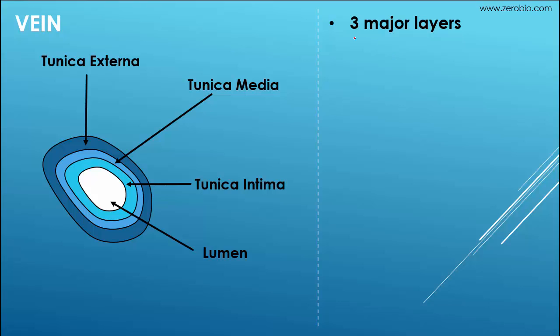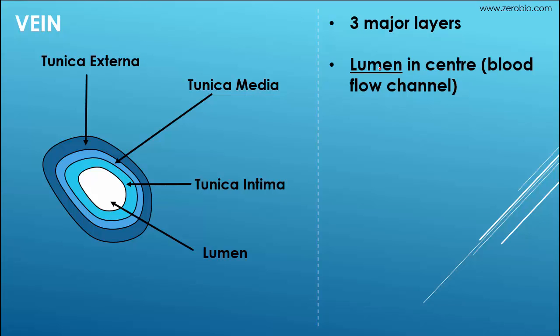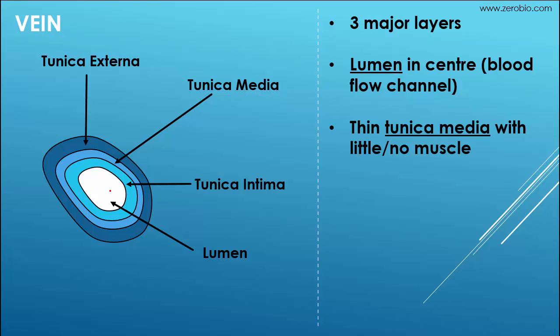All right, so once again, writing some notes about veins, there are three major layers: tunica intima, tunica media, tunica externa. There is, again, a lumen in the center. That's the blood flow channel. But as I've said, the tunica media is thinner, and this is because there is little to no muscle in this area here. So veins do not typically squeeze or contract on their own due to muscle in order to push blood, and we'll talk about that in a bit.